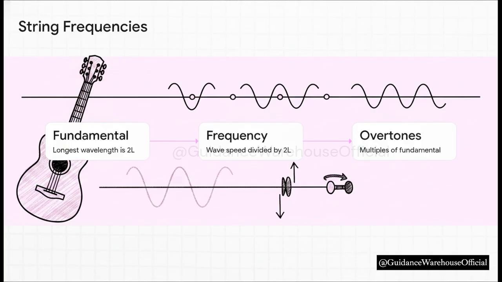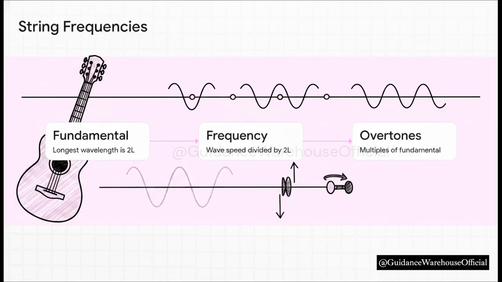Step 1. Because the string is fixed at both ends, the longest wave that fits between those two nodes is exactly twice the length of the string, so your fundamental wavelength is 2 times L. Step 2. To calculate the fundamental frequency, the actual note you hear, you divide the wave speed by that wavelength.